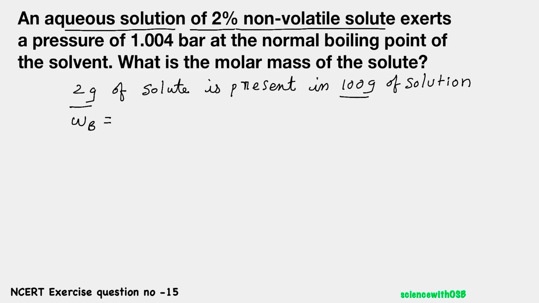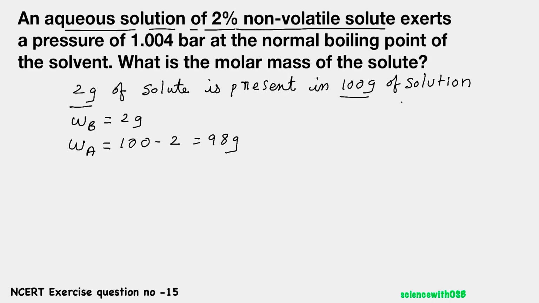So we got the mass of the solute. What is that? 2 gram. Now what is the mass of the solvent? That is water. It is mass of the solution minus mass of the solute. What is that? 98 gram.